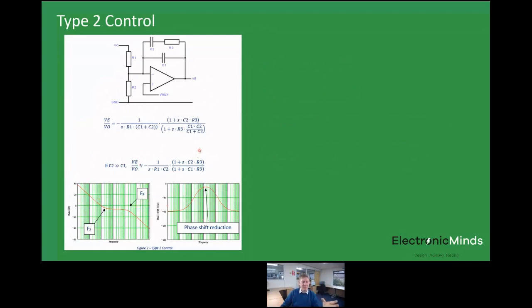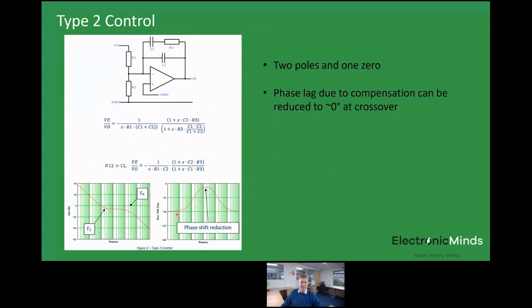However, this is quite a neat technique to allow us to increase the crossover frequency of a converter, where the 90 degrees phase shift of a type 1 control would cause us a headache. So 2 poles and 1 zero. The phase lag due to the compensation can be reduced to almost 0. This is a very commonly used approach. It's used all the time for power converter control loop stability, so it's definitely one worth studying and getting used to.